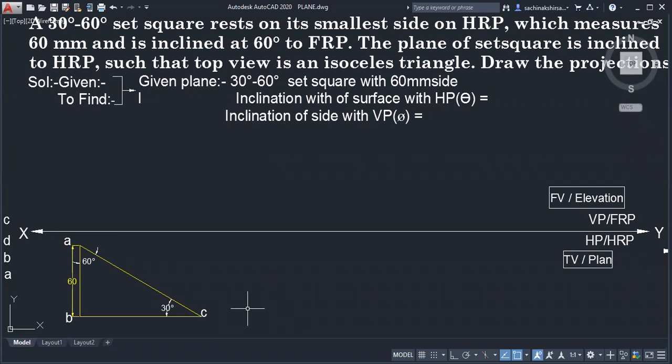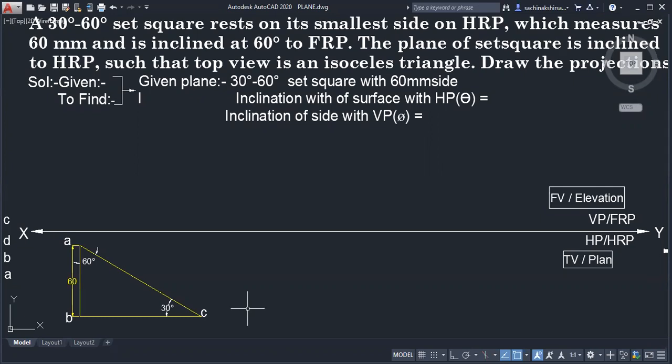We are given a triangular plane, a 30, 60, 90 degree set square whose smallest side AB is 60 mm. The AB side of 60 is given, and it is resting on that side, so the triangular plane is resting on its smallest side, 60 mm. Yes sir. As per our method, we are going to draw the resting side towards the left hand side, so we have drawn line AB of 60 mm. So what we know is that for a 30, 60, 90 triangle, the side in front of the 30 degree angle is the smallest side.